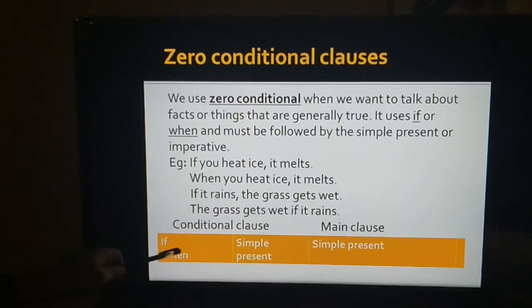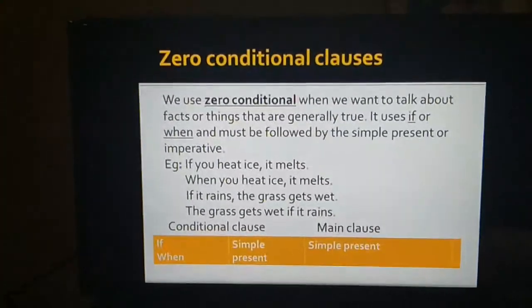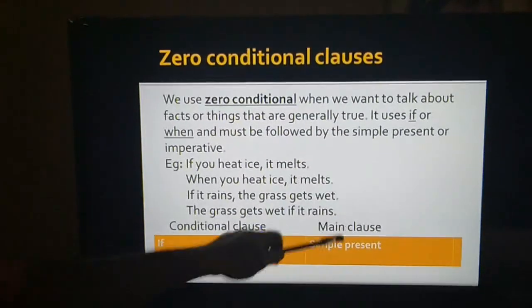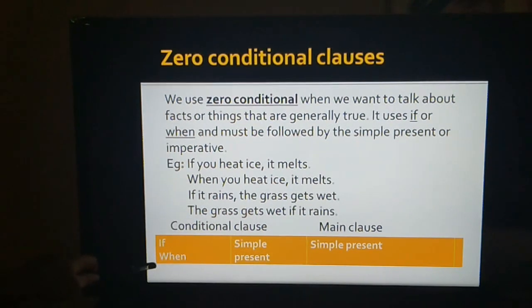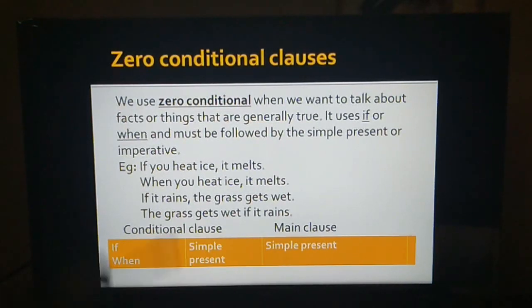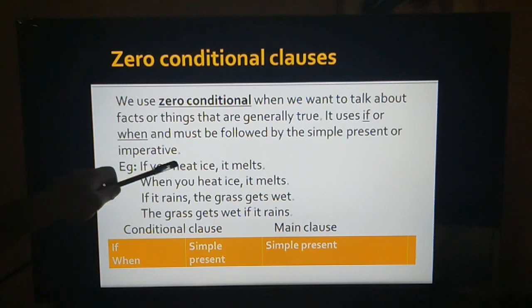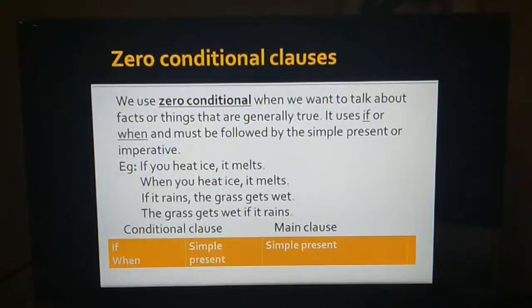And here you have the formula for making a zero conditional clause. So, conditional clause first and then main clause. We know there are these two clauses: a conditional clause with if or when, and a main clause. In the conditional clause we have if or when, then simple present, and in the main clause we have simple present. If you heat ice, that is the conditional clause. So there you have if and simple present, if and heat. And in the main clause the verb is in simple present form.